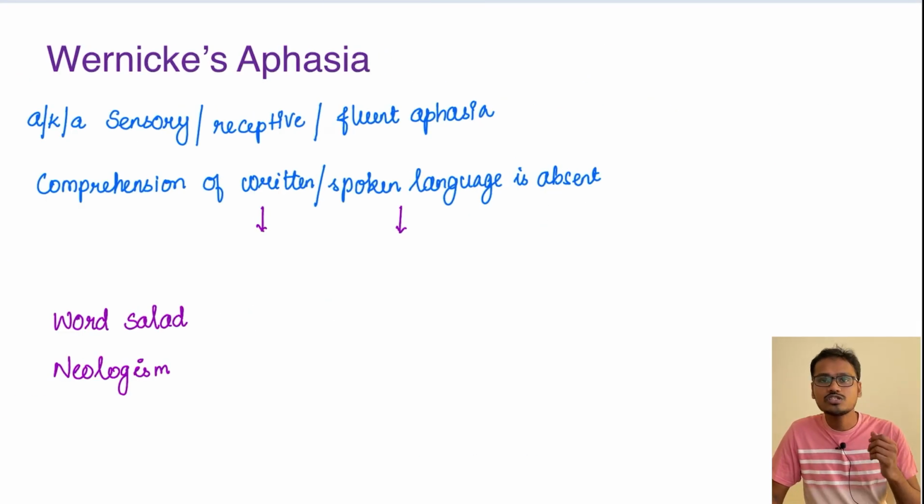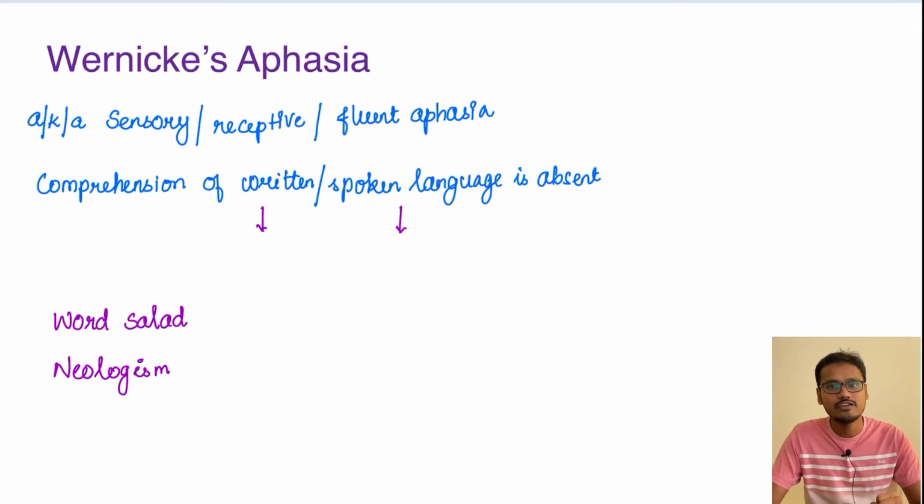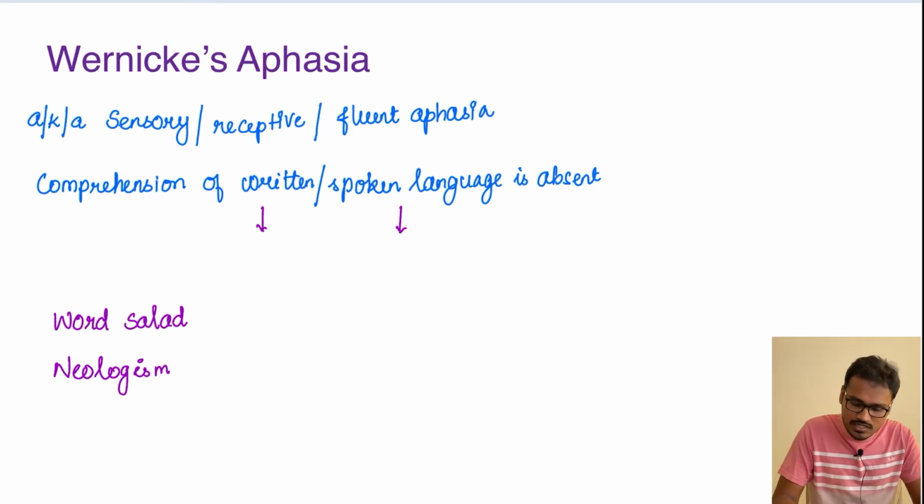Now coming to the most important aphasias, we are going to discuss in detail two aphasias. One is the Wernicke's aphasia, another one is the Broca's aphasia. So what is the function of Wernicke's area? Already we saw that it is the one which is receiving the sensory information. It is a receptive area. So whenever this area is damaged, what will happen? It is also called sensory aphasia, receptive aphasia or fluent aphasia.